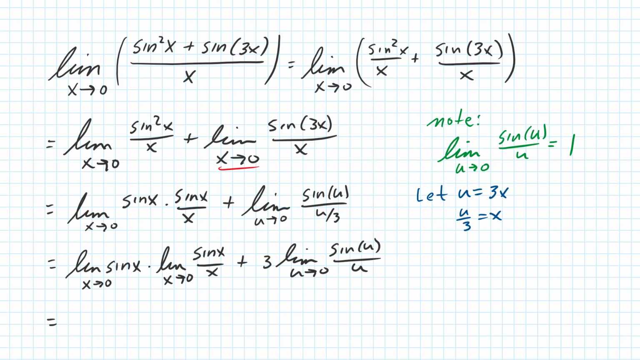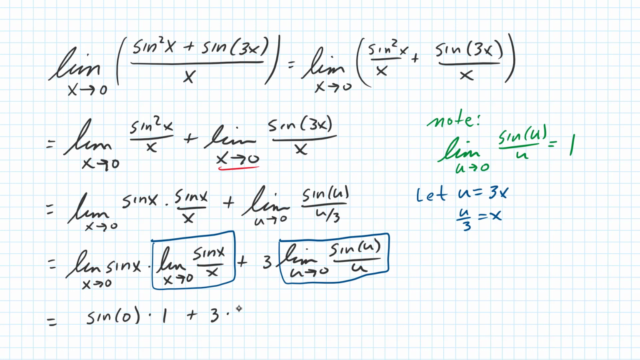Okay, so let's see. Here, the limit as x goes to 0 of sine x, I can use direct substitution, so that's going to be sine of 0 times this limit right here, which we know is equal to 1, so sine of 0 times 1, plus 3 times this limit here, which is 1, so 3 times 1. Right? And then sine of 0 is 0, so we get 0 plus 3 equals 3. So our final result for this particular limit is 3. Let's go ahead and check that on Wolfram Alpha.